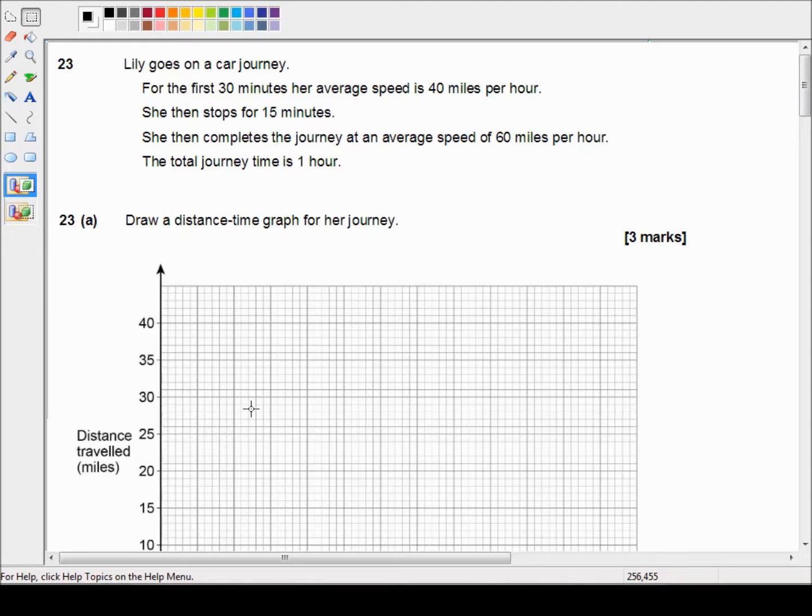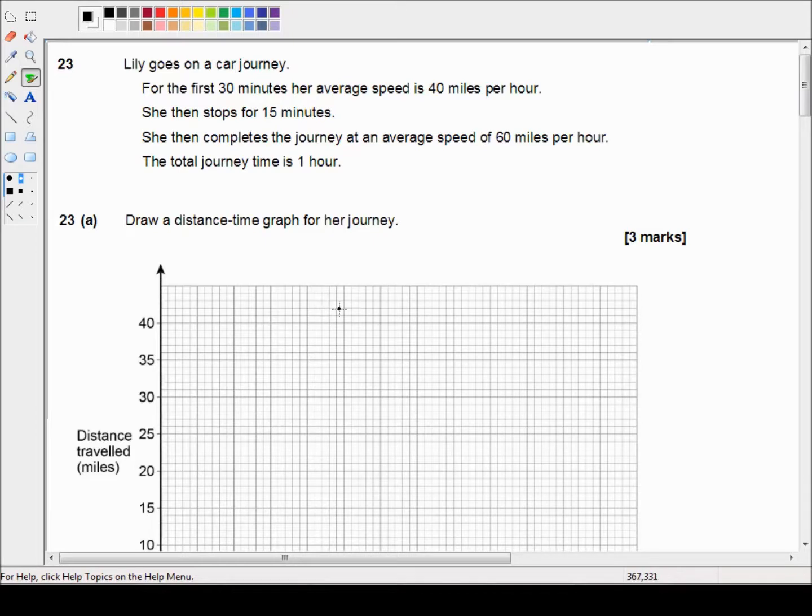This is the June 2017 past paper, and we're picking up in question 23, which reads: Lily goes on a car journey. For the first 30 minutes her average speed is 40 miles per hour. She then stops for 15 minutes. She then completes the journey at an average speed of 60 miles per hour. The total journey time is 1 hour. Draw a distance time graph for her journey.